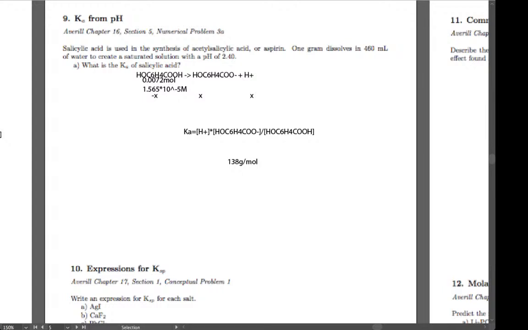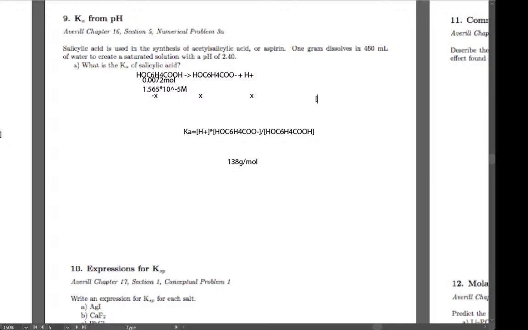So it would be x squared, and then the thing would be shifted, so that's 1.565 minus x, you put it onto the Ka side. Oh wait, no, sorry, my bad. What you actually realize is that the x here you have already known. How? Because you know the pH of the solution. If you know the pH of the solution, you can just calculate it.